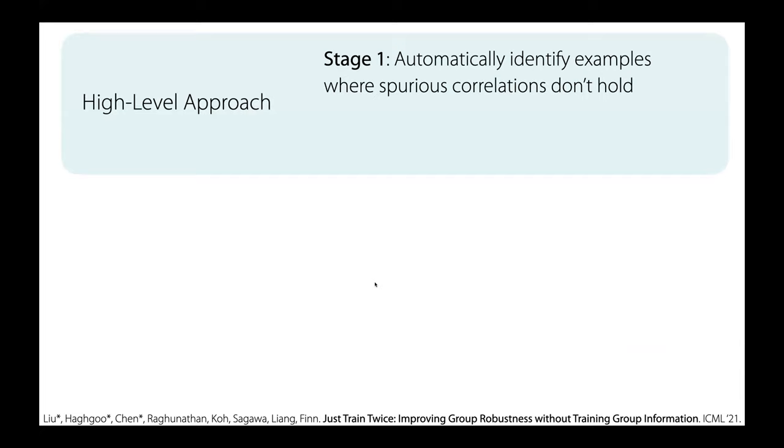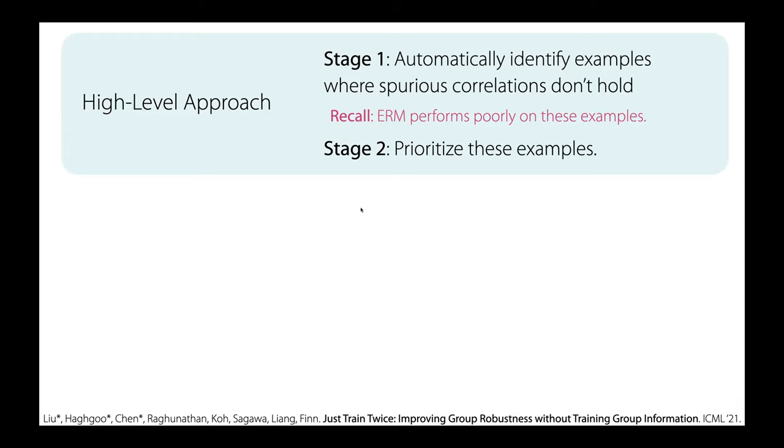So the high-level approach is, first, we're going to try to automatically identify the examples in the data set where the spurious correlations don't hold, like a water bird on a land background, and then prioritize those examples. Now this is quite simple, but of course the key challenge is this first stage: how do we actually identify examples where the spurious correlation doesn't hold so that we can prioritize them? We can remember that the empirical risk minimization model performs very poorly on these examples. As a result, we could train an ERM model on the data set, take the examples that it classifies incorrectly, and assume that those are the ones where the spurious correlation doesn't hold.